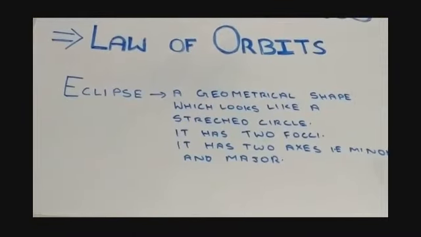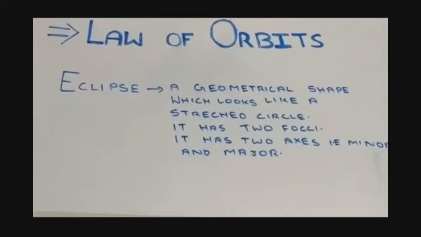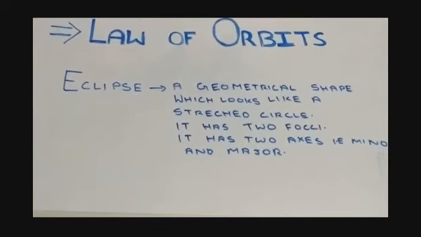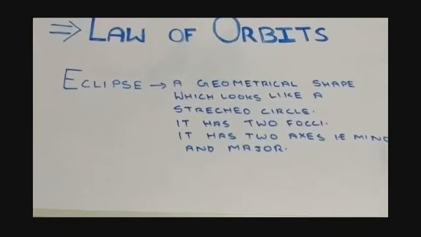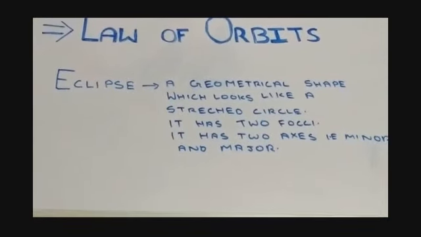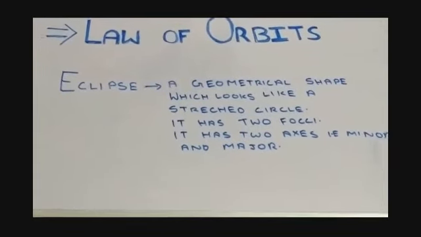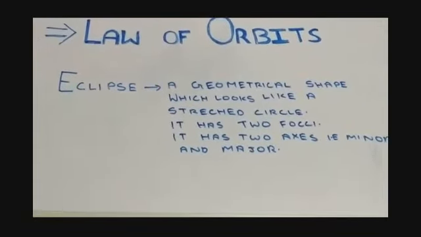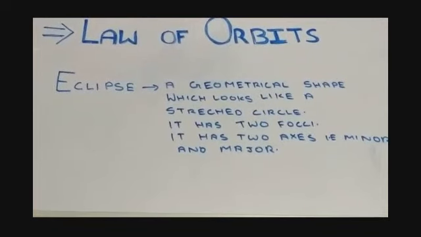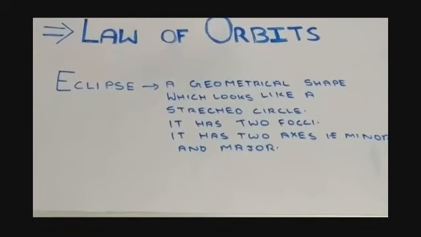Our next term is ellipse. Ellipse is a geometrical shape which looks like a stretched circle. It has two foci. It has two axes named minor and major axis. There are many confusing terms in this definition. Let's understand it from an example.